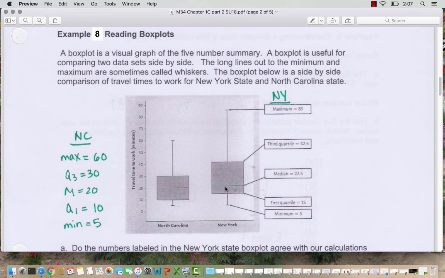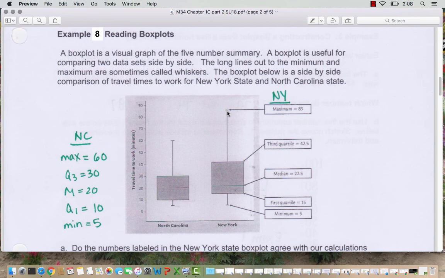The median is the horizontal line through the middle of the box, and that was 22.5 minutes. So we see it right about here, a little above 20 minutes on the scale. And then the third quartile is 42.5 over here, a little above 40. And then our whisker on the top extends all the way out to the maximum here at 85.